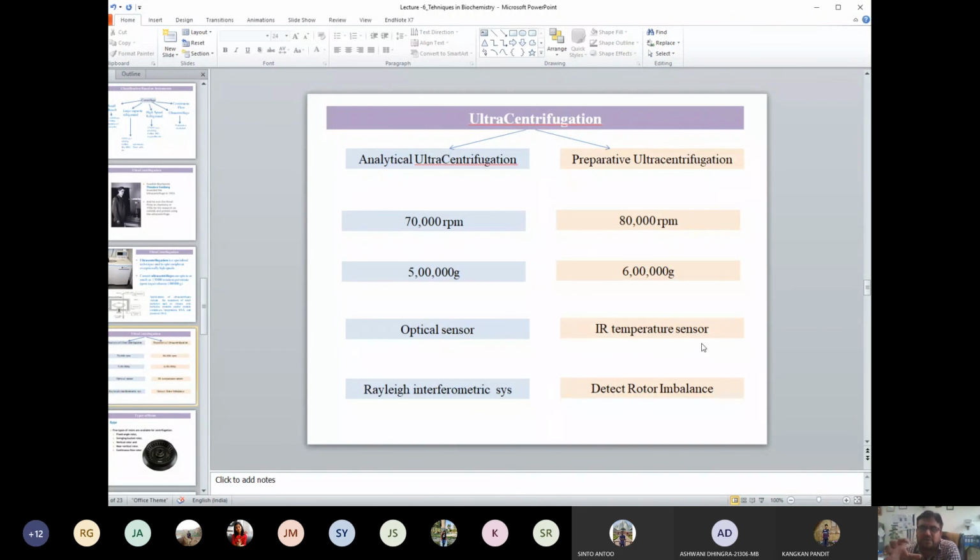So these are some of the critical differences between analytical ultracentrifugation and preparative ultracentrifugation. If somebody asks you how you are going to classify ultracentrifugation, basically we classify it based on the RPM or the RCF and based on the facilities linked with these instruments. So we have analytical and preparative ultracentrifugation. These are the RPM and RCF associated with these two different types of ultracentrifugation.